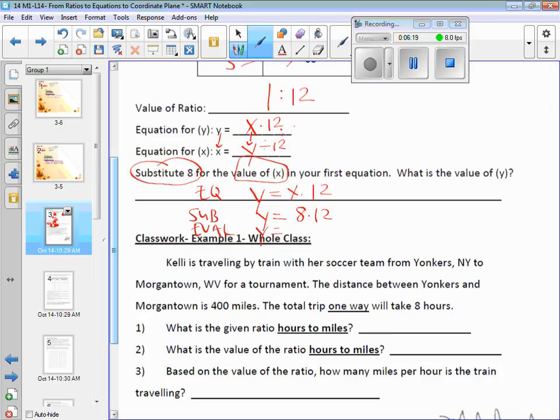Good. 96. It's nice to see because over the last couple of days, you're progressing in the right direction. You're getting it. The more you practice it, the better it's going to be.